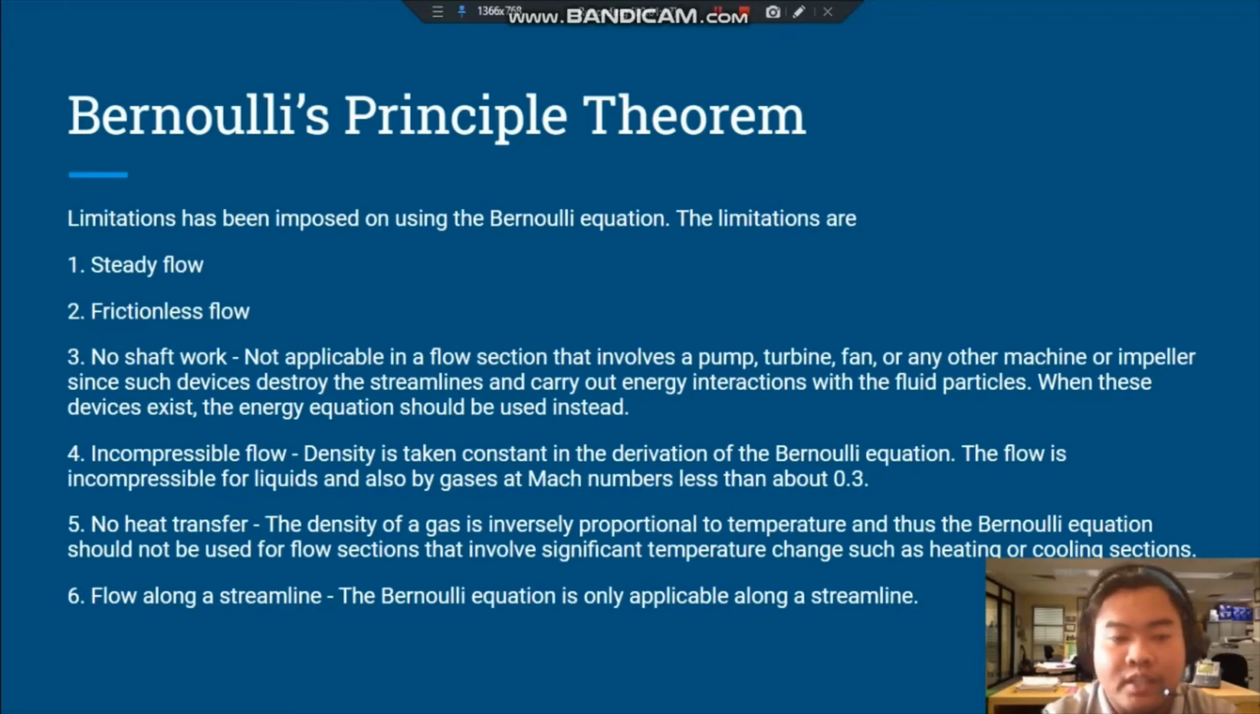The fourth one is incompressible flow. That means the density is taken as constant in the derivation of the Bernoulli equation. The flow is incompressible for liquids and also for gases at Mach number less than 0.3. The fifth one is no heat transfer, because the density of a gas is inversely proportional to temperature, and thus the Bernoulli equation should not be used for flow sections that involve significant temperature change, such as heating or cooling sections. The last one is flow along a streamline, which means the Bernoulli equation is only applicable along a streamline.